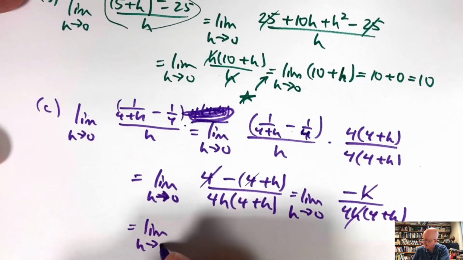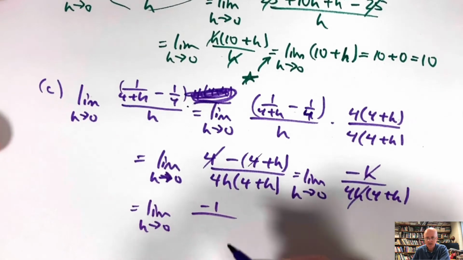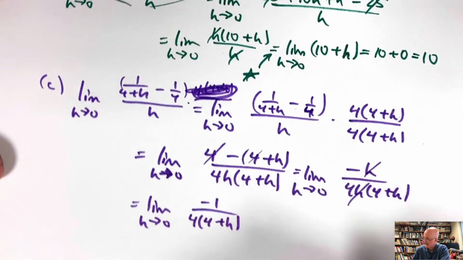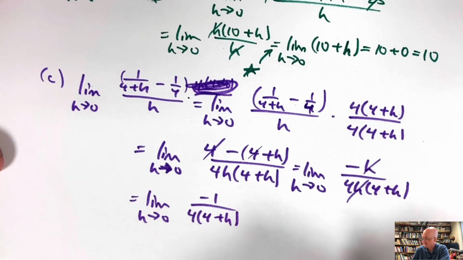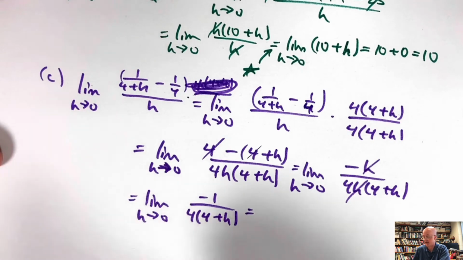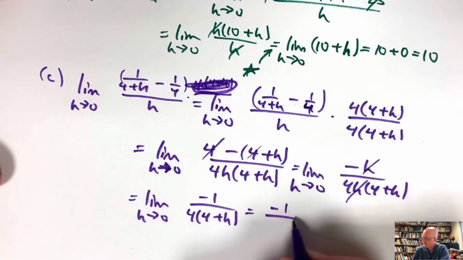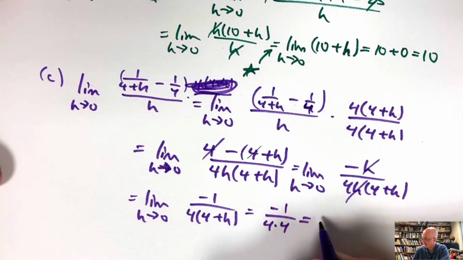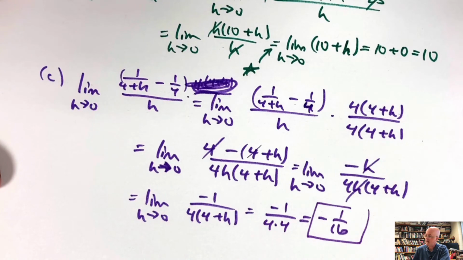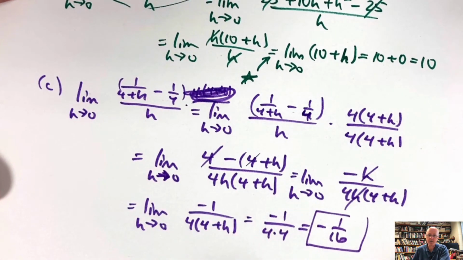Let me go ahead and write it. Negative 1 over, that h divided out, so I have 4 times 4 plus h. And now you can plug in h equals 0 because you're not dividing by 0. This is a continuous function of h at h equals 0. Of course, it's also discontinuous at h equals negative 4, but that's not where we're letting h approach. So I get negative 1 over 4 times 4, negative 1/16 is the limiting value. And by the way, you can check parts B and C with your calculator. If you graph these functions of h, you'll see that these things are right.